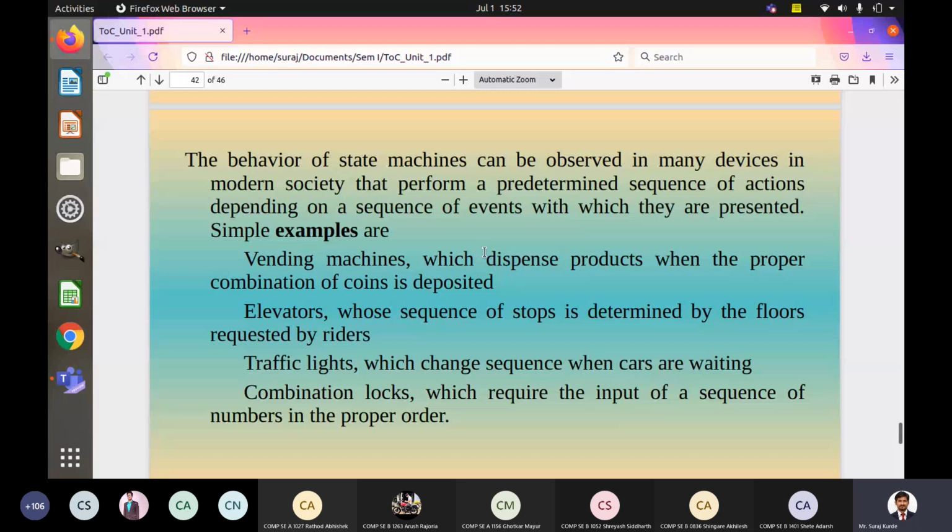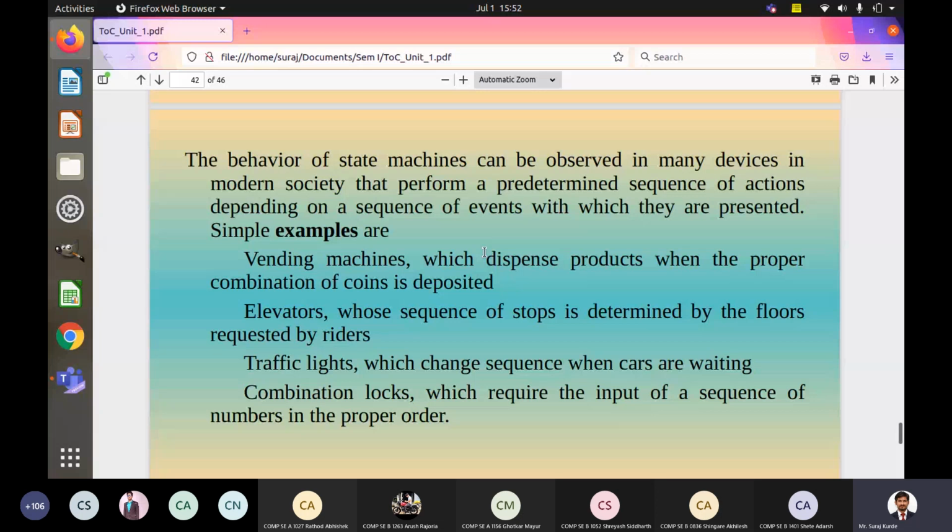Then the elevator has a sequence of stops, determined by the requests from the riders. What will the requests be? Random requests may come. First someone may press 2, second someone may press 9, then a third person may press 6. Starting from the ground floor, it will stop on floors 2, 6 and 9. It will not go from 2 to 9 and then come back to 6. It first stops on the second floor, then goes to the 6th floor, and then stops on the 9th floor. So again, the elevator is an example.